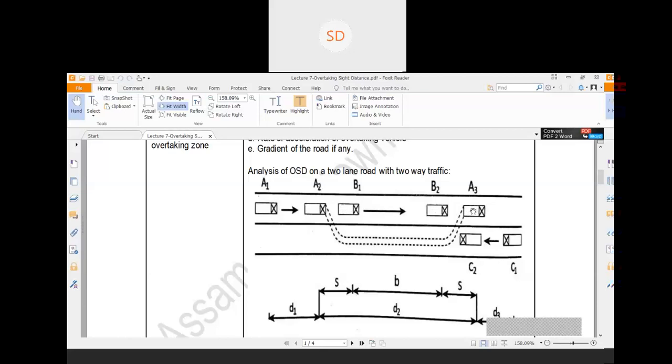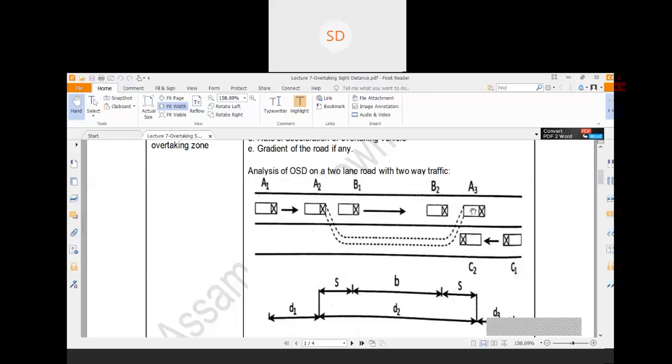So think about your situation. If you are driving on the highway, you might have experience of overtaking another vehicle. In that case, what will you generally do? First, you will follow. Suppose one truck is there, and in the hilly areas, the speed of the trucks is very low.